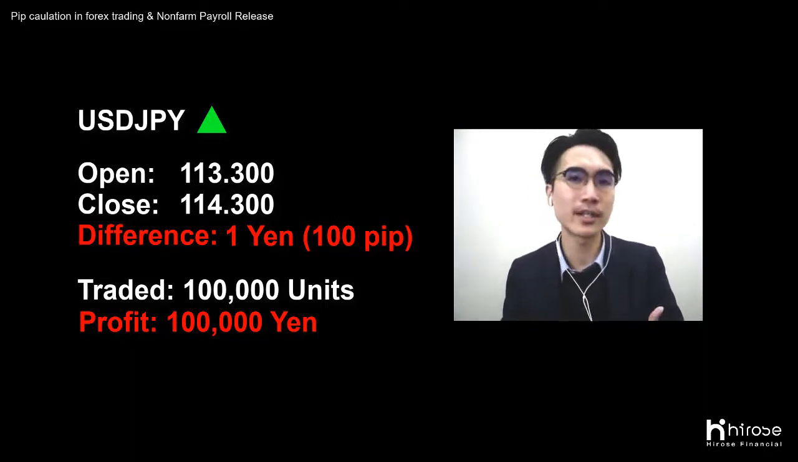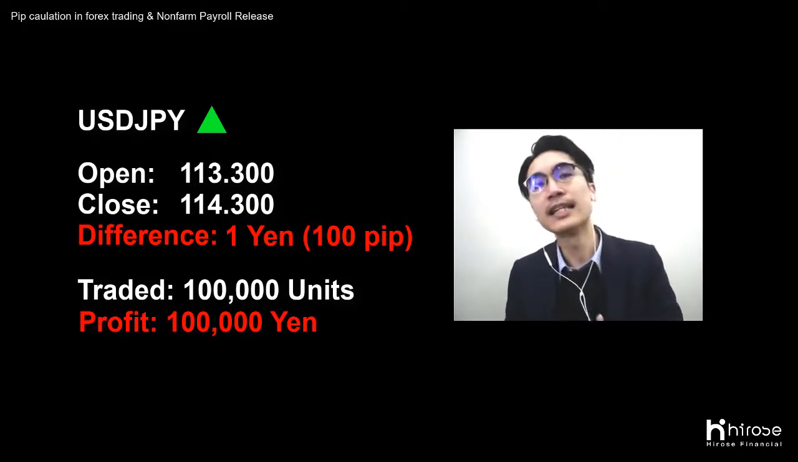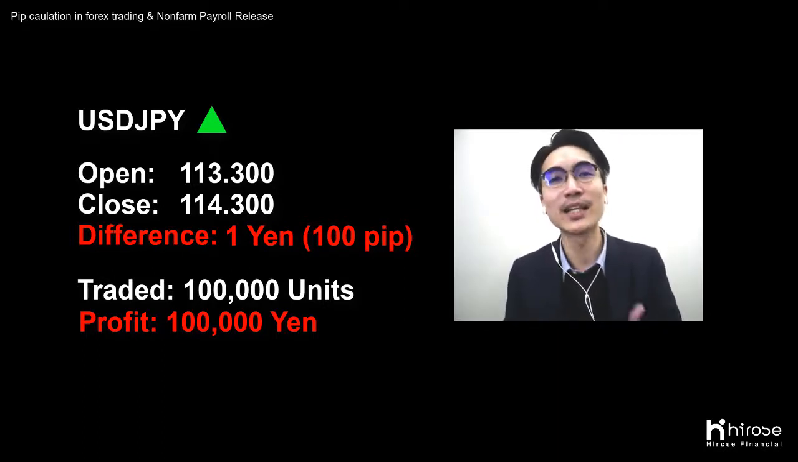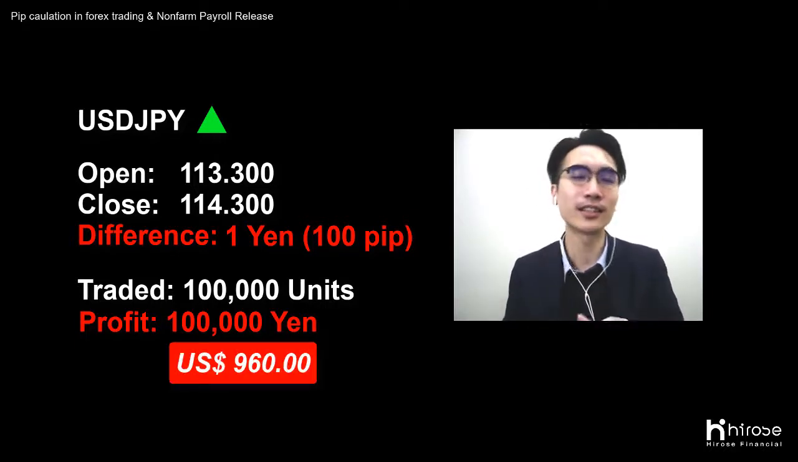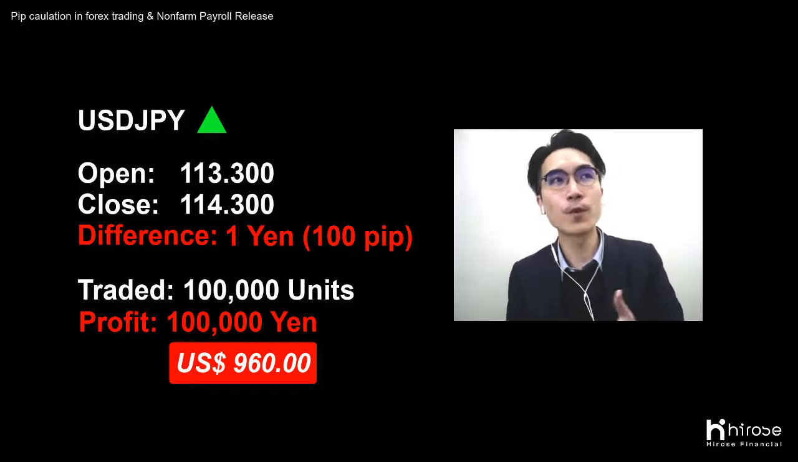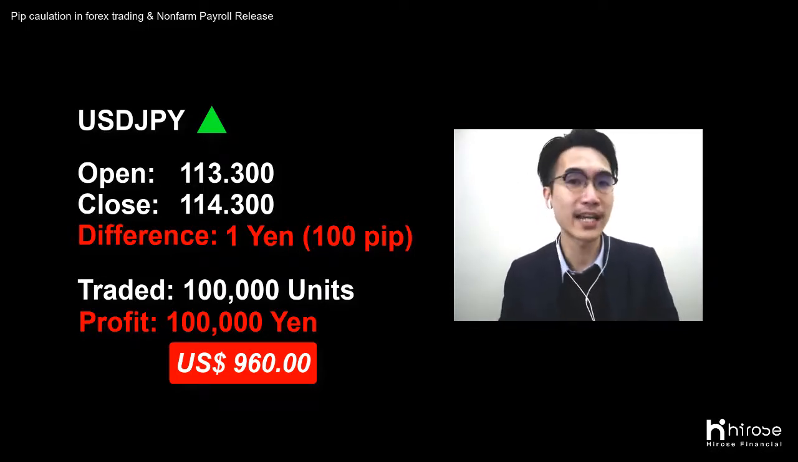So when the price difference is 100 pips, and if I trade 100,000 units, which is a $1,000 investment amount, then the profit I'm going to get is 100,000 yen. If I convert it into dollars, the profit is roughly $960. The value of a pip actually depends on the trade volume and the currency pairs that you are trading.